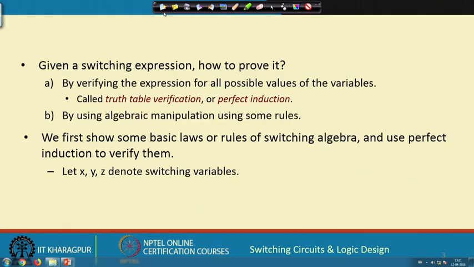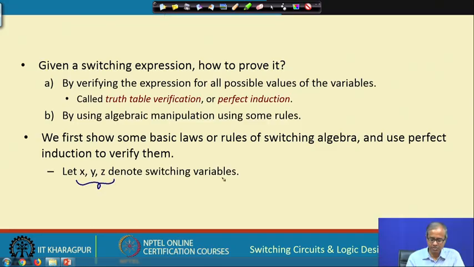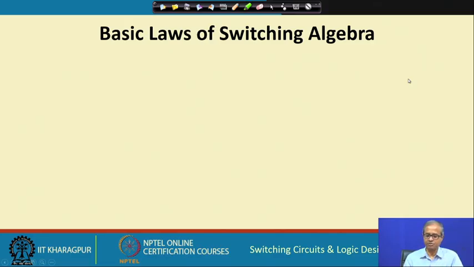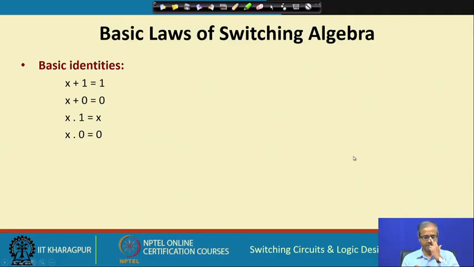In the examples that we shall show, we shall be assuming that x, y, z denote switching variables. Let us see the basic laws of switching algebra, one by one. Basic identities go like this: x or 1 is 1, x or 0 is x, x and 1 is x, x and 0 is 0.